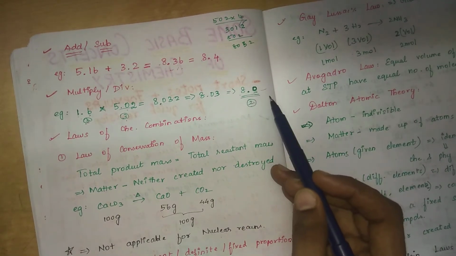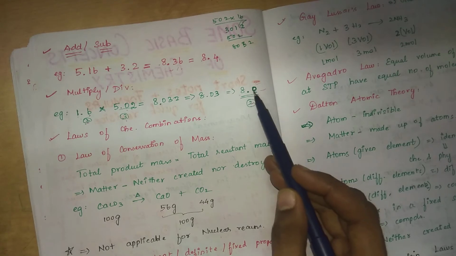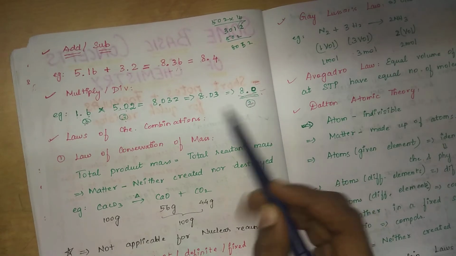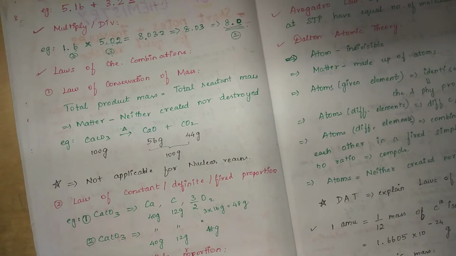Here it is significant. The 0 is significant because it is to the right of the decimal point and also to the right of a non-zero constant. Then, laws of chemical combination. First law is the law of conservation of mass.